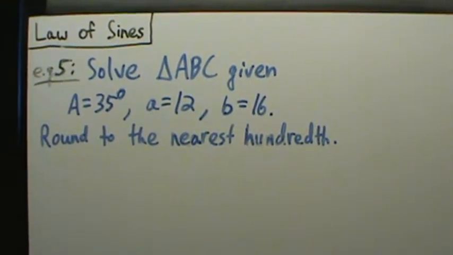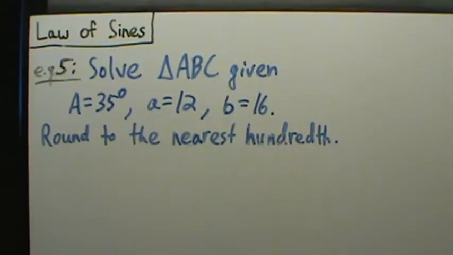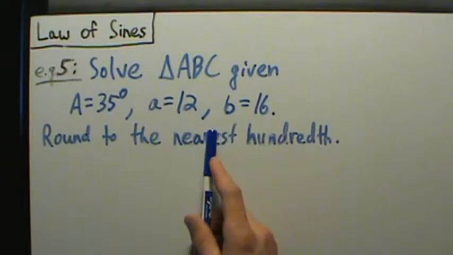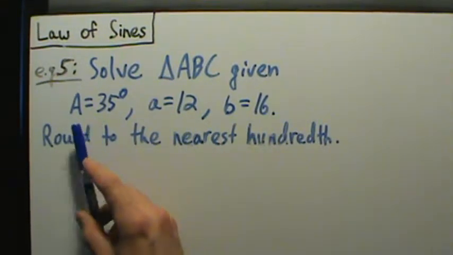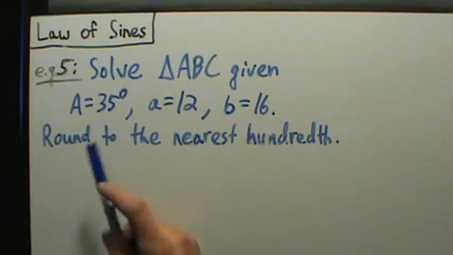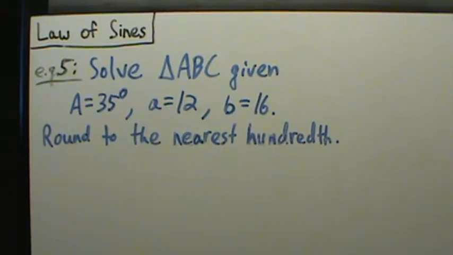So we're just going to start this exactly like examples 3 and 4. We're given two sides and one of the angles that's not in between these sides. So let's go ahead and get started.